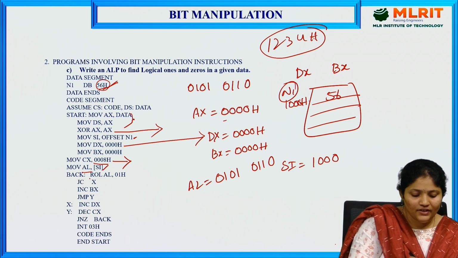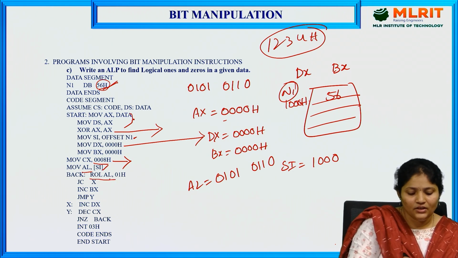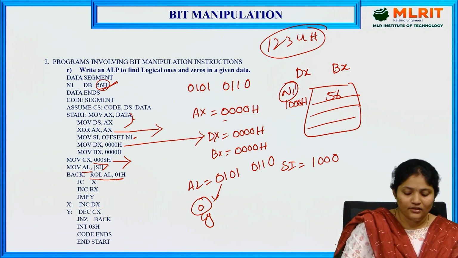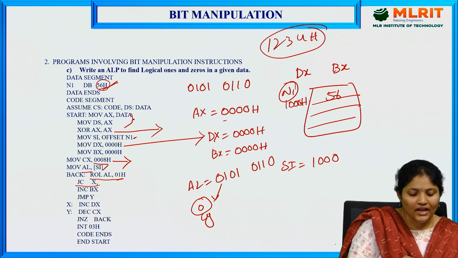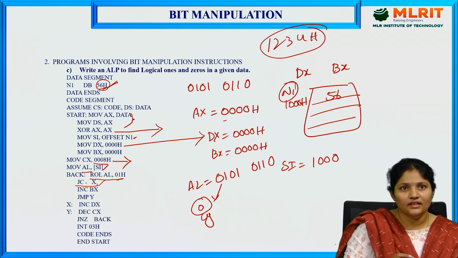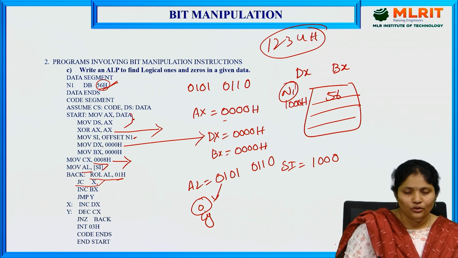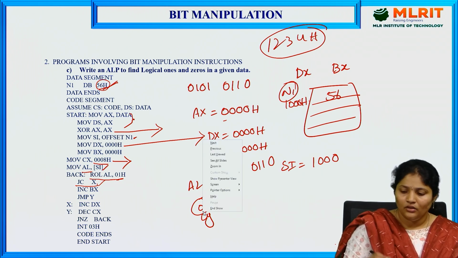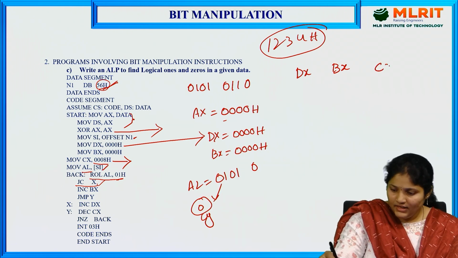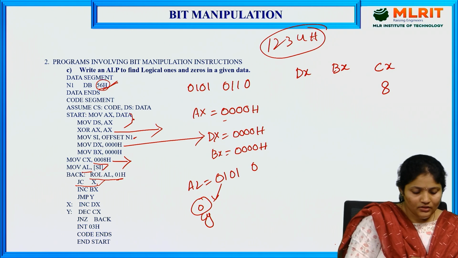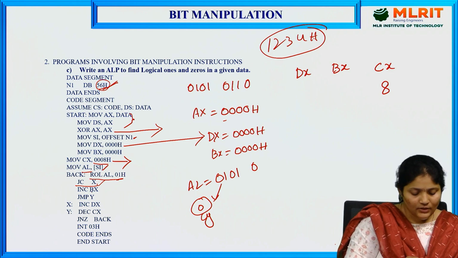So here, first, we rotate left one time. So this bit will move to the carry flag. Here 0 will be moved to the carry. Then it will check jump if carry to X, where X is the label. If carry is there, then it will jump to X. No, here there is no carry because 0 is present in this particular location. So the CX register is initialized with 8. Since there is no carry, it will move to the next instruction.